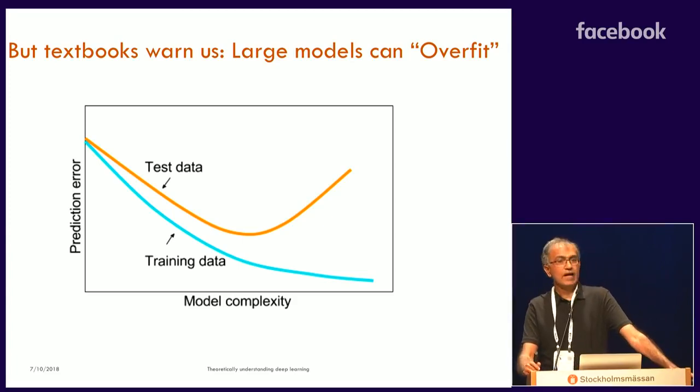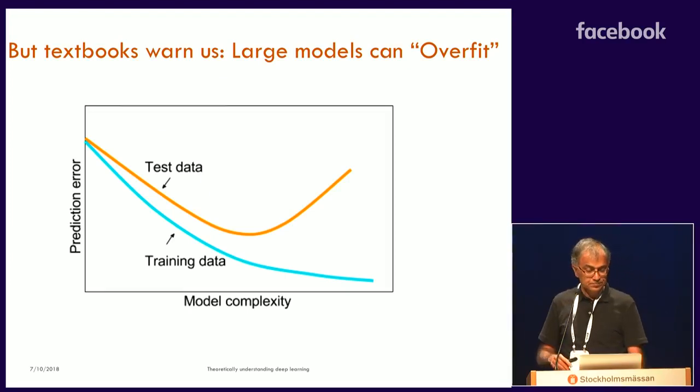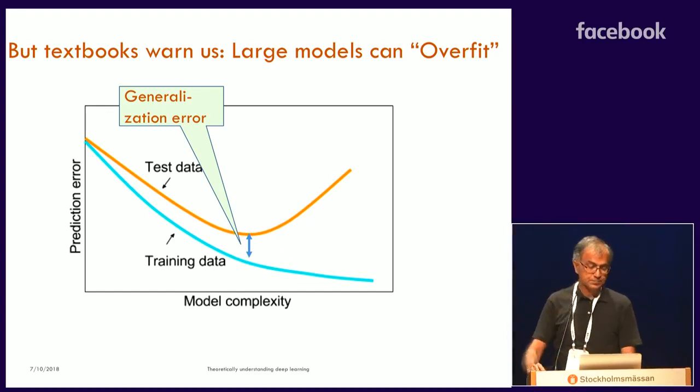But on the other hand, fine, it helps optimization, but textbooks have warned us for decades that large models can overfit. This is a textbook picture: the x-axis is model complexity, think of it as the number of parameters. As you increase the model size, it's easier to fit the training data, so you have lower error. But then if you look at test data, at some point the error starts going up, the U-shaped curve. And so the textbook says that the model size that you should use is at this inflection point, and the gap between the two curves is the generalization error.